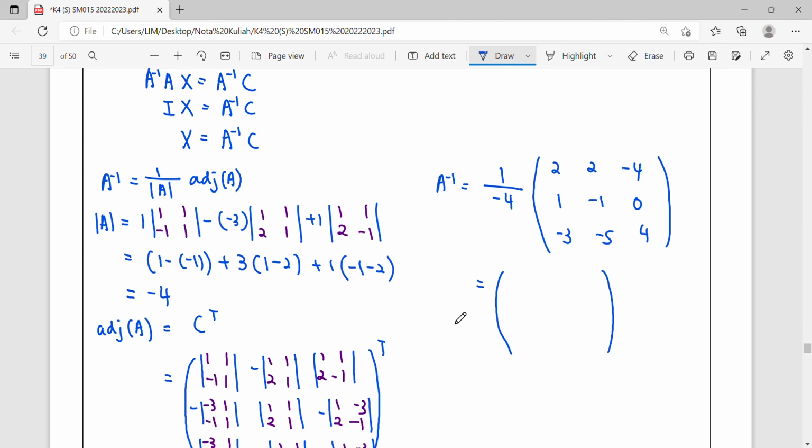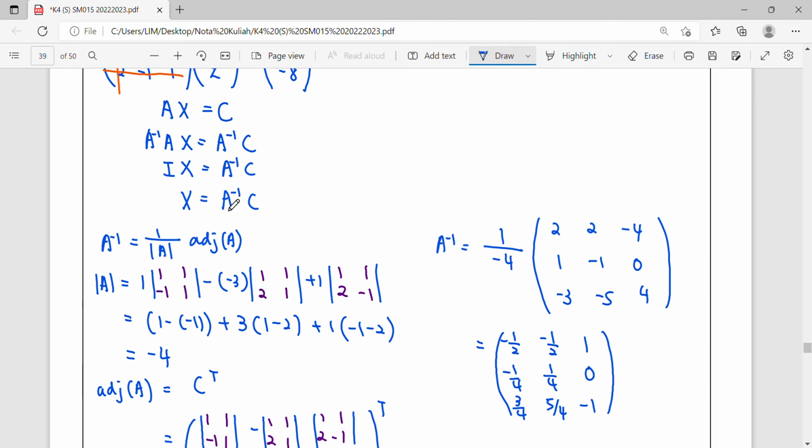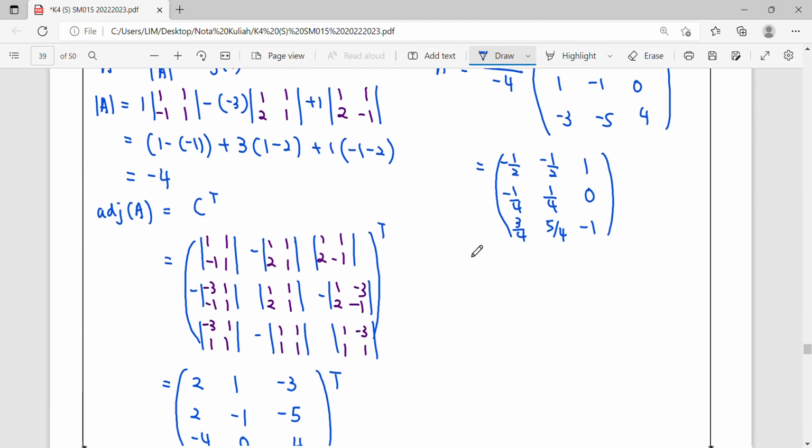Multiply negative 1 over 4 into the matrices here. So here is our inverse matrix. After finding our inverse matrix, we can substitute into our unknown matrix here. X equals A inverse times C.